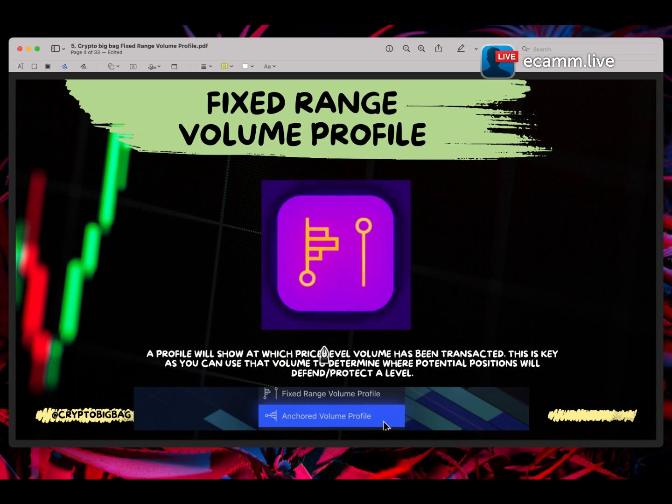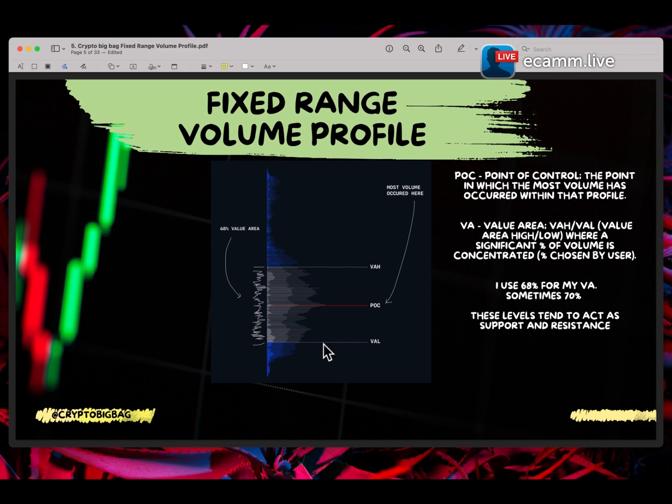This is key. Fixed range volume profile has three levels that are very crucial to us that we have to always pay attention to. Number one is the point of control. The point of control is the point in which the most volume has occurred within that profile.